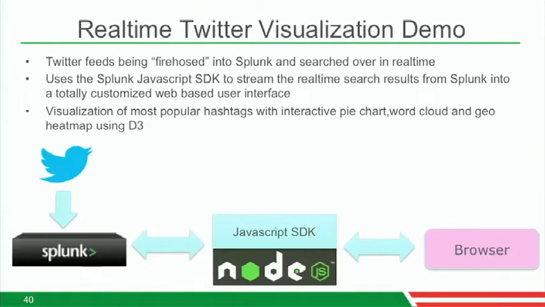Our JavaScript SDK has a server-side component, which will run on Node.js, and a client-side component, which will just run in the browser. In this example, I'm using the Splunk JavaScript SDK on the server side. This is executing a Splunk real-time search, and then we're using WebSockets to stream this down to the browser over here. And we've got a nice little custom visualization in the browser using a few different D3 charts.